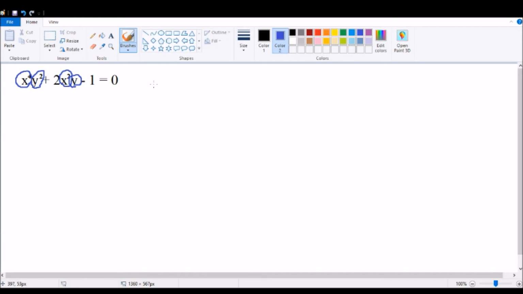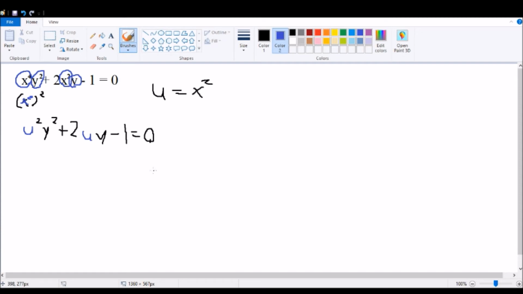So, here we're going to let u be equal to x squared. And so, what's going to happen is, what's x to the fourth? That's just the same as x squared squared, right? So, in other words, this is just going to be equal to u squared times y squared plus 2 times u times y minus 1, and that's equal to 0.